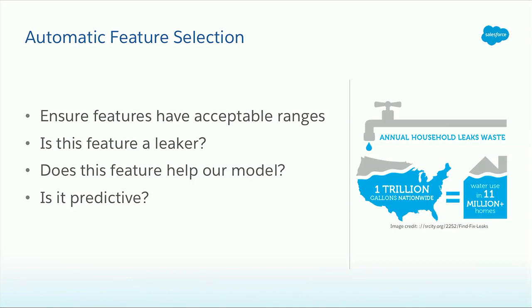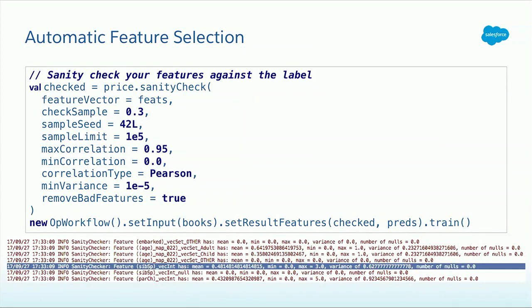And I don't want to do it myself. I want the machine to do it for me. So it's as easy as writing one function call: price.sanitycheck. So this goes back to the example of book prediction again.